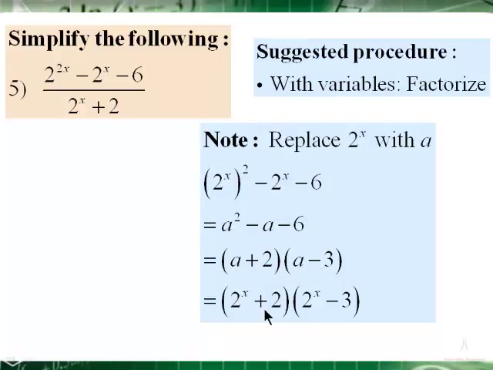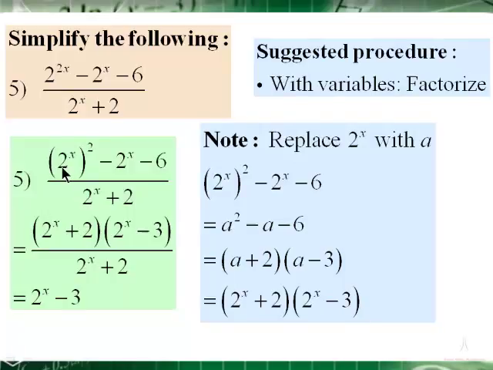We can then see that this is the way we can factorize the numerator. Of course, then there's a common factor of 2 to the power x plus 2, which can cancel out, leaving us with 2 to the power x minus 3.